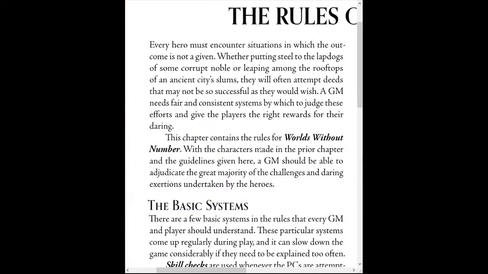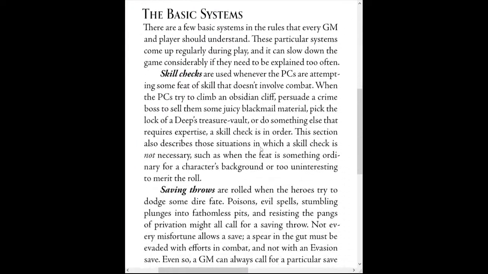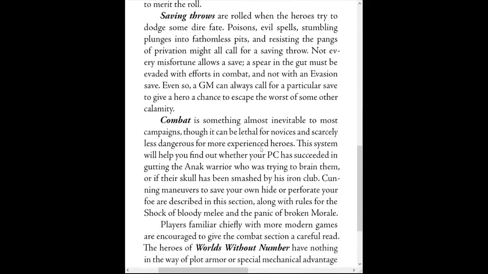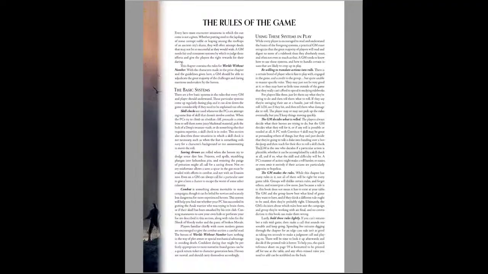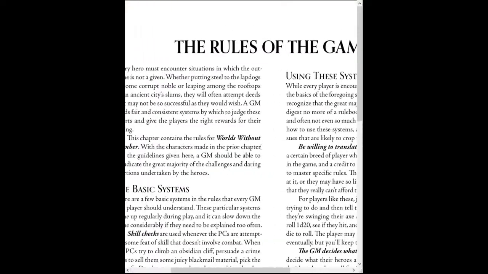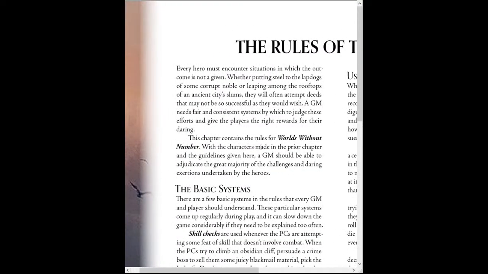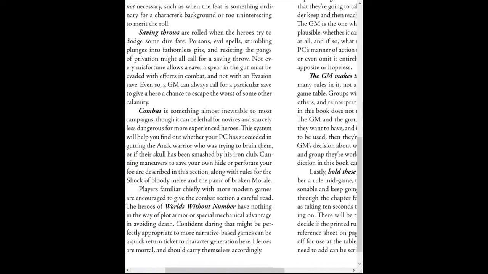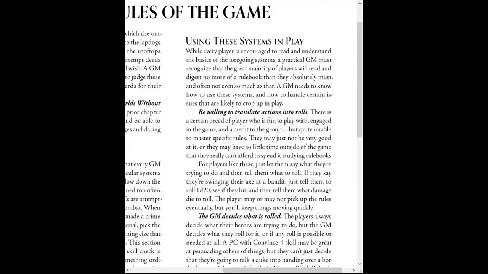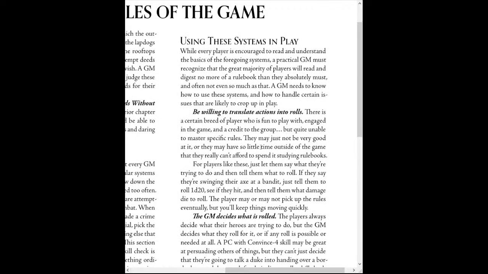And so we have skill checks, saving throws, and combat. Is there anything else we should add to that? I think that should be all. All right, yeah, that's it. So the three basic concepts: skill checks, saving throws, and combat. Okay, maybe that's why the rules are so short. Okay, and then using the systems in play.